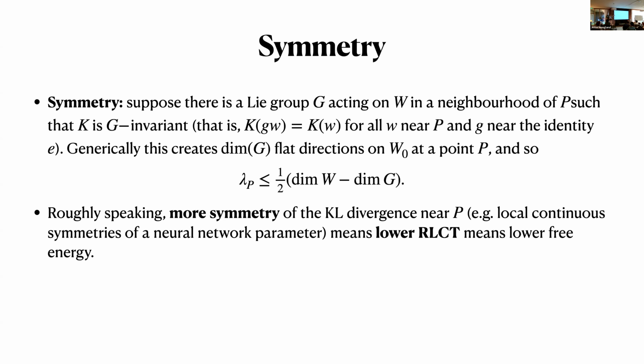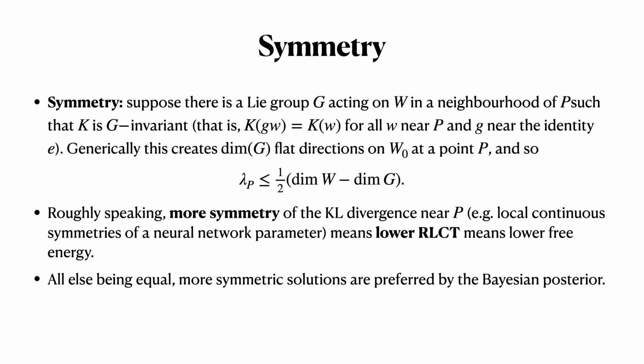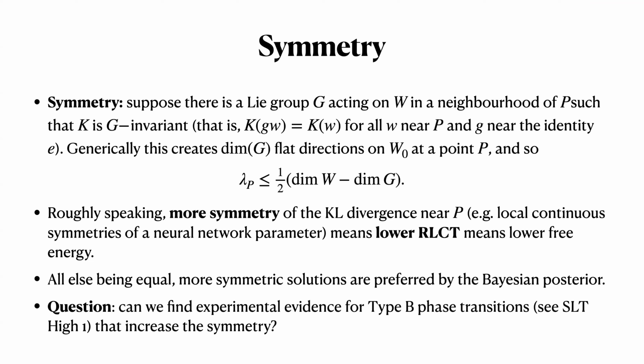Okay, in your particular case, who knows whether that bound is actually affecting the actual RLCT, it's only an upper bound. So this is not telling me exactly what's going to happen, but it's an intuition about how symmetry might affect this quantity. So roughly speaking, the more symmetry that you have, the lower the RLCT. So all else being equal, more symmetric solutions are preferred, given the free energy formula.